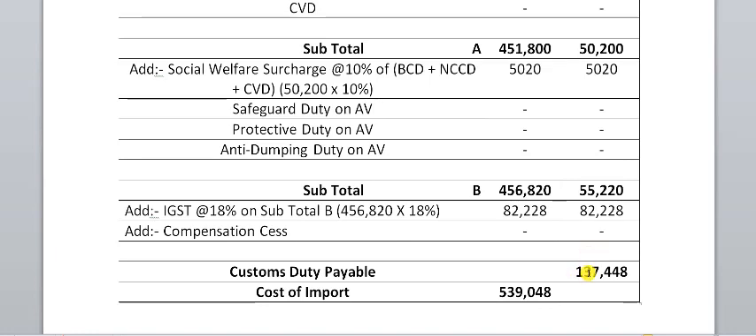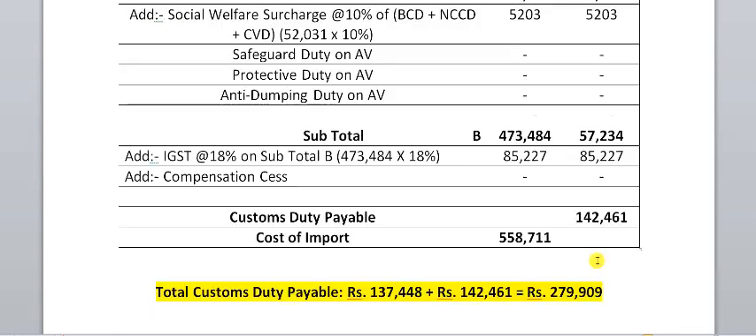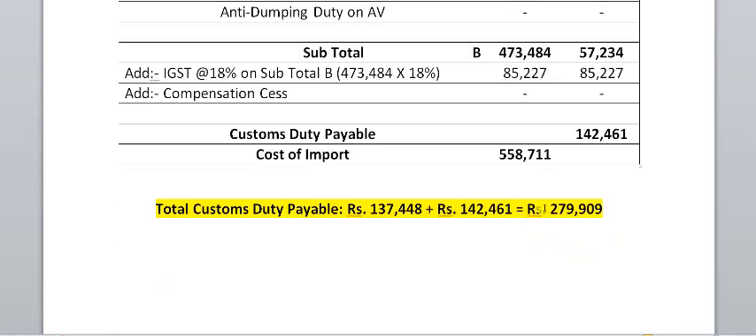1,37,448 plus rupees 1,42,461. So the total customs duty payable is rupees 2,79,909.